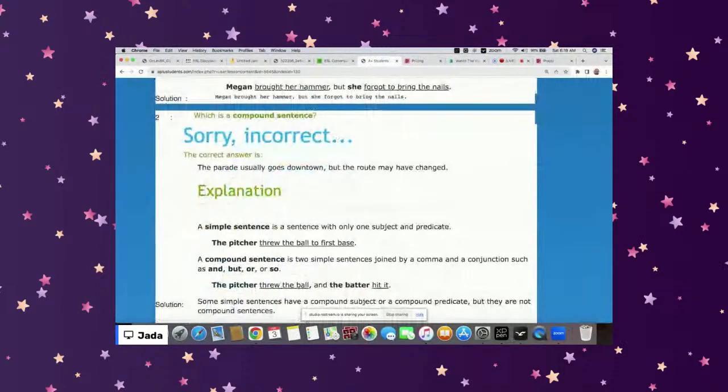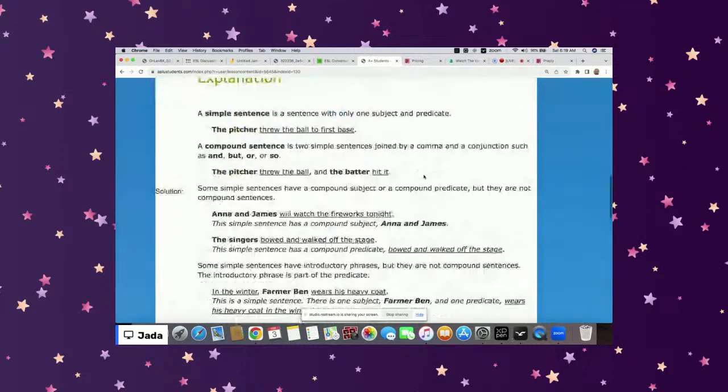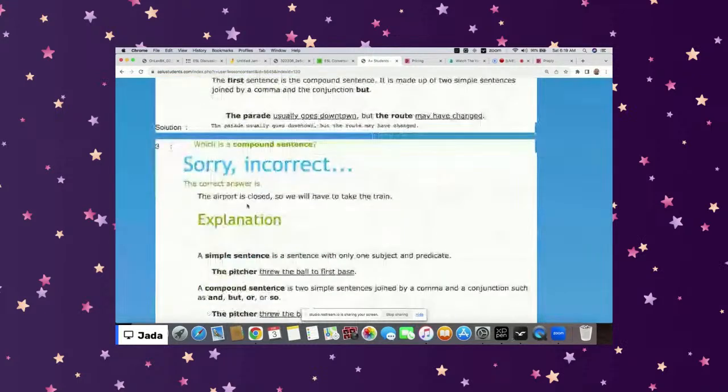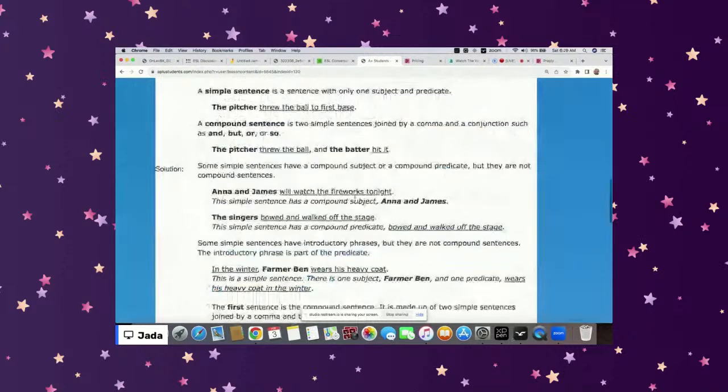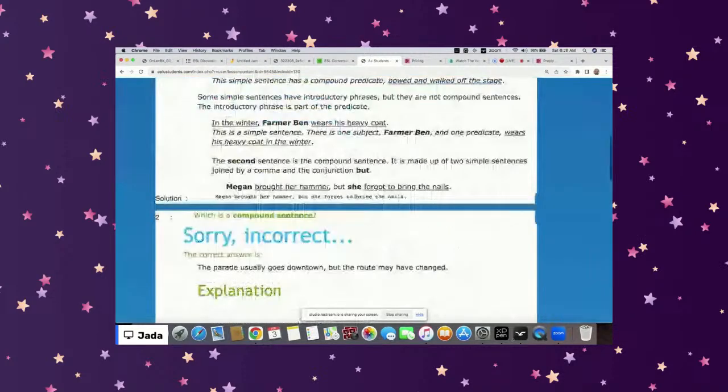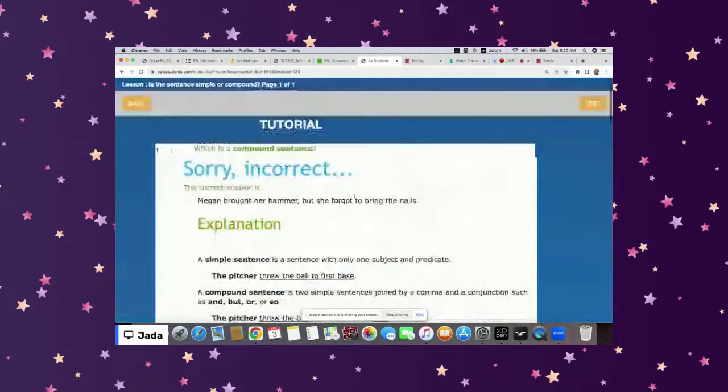The second one says, the parade usually goes downtown, but the route may have changed. The parade usually goes downtown, but the route may have changed. So this is a compound sentence. And another one we have, the airport is closed, so we will have to take the train. So all these are compound sentences with a comma and conjunctions.